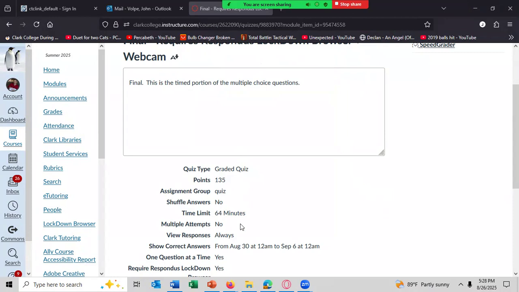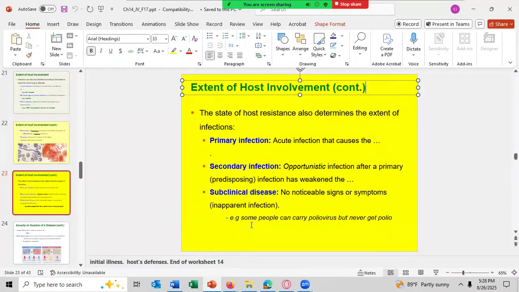So, all right, let's go on to chapter 14. We talked about primary infection, a secondary infection, which is caused by the primary infection either weakening the body's defenses, such as the mucous membranes or maybe the skin, allowing a secondary infection to enter. And it might weaken the body just by weakening the host immune system, too. And then we talked about subclinical disease.